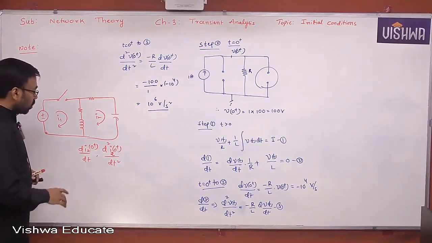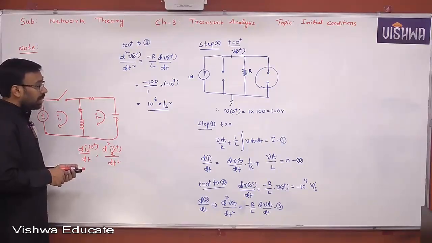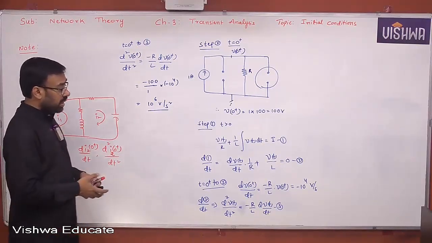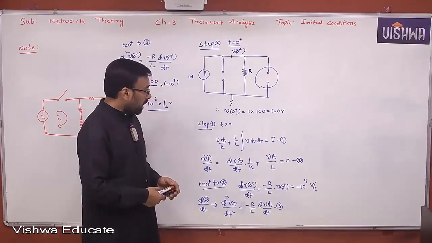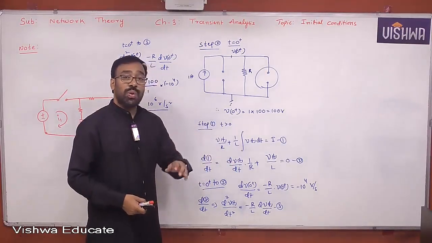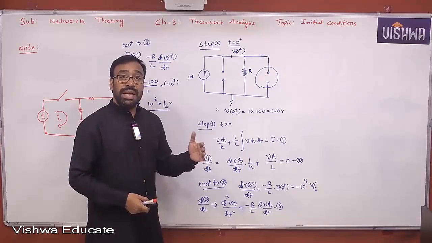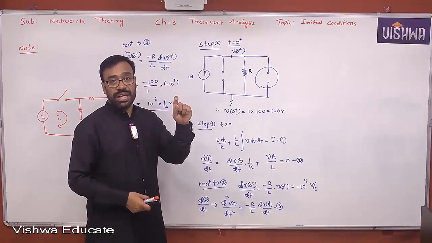Whenever you are asked to find the derivative terms, usually you are supposed to obtain the differential equation in terms of the desired quantity. For example, you require dv of 0 plus by dt, then the entire differential equation must be in terms of dv by dt only. Yes or no, all of you? Only in terms of v of t it is supposed to be expressed.